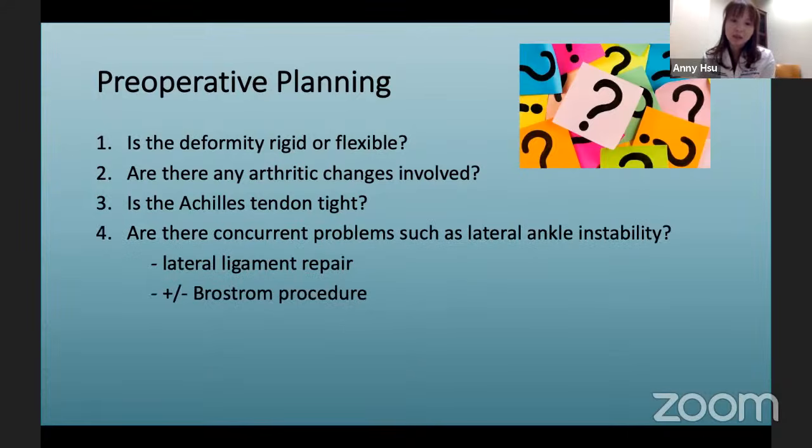And last but not least, you don't want to overlook any concurrent problem, such as lateral ankle instability, because these people presumably have developed these deformities for quite some time, especially with chronic worsening deformities. They sometimes wear out their lateral ligament, and that can be addressed with a Brostrom.